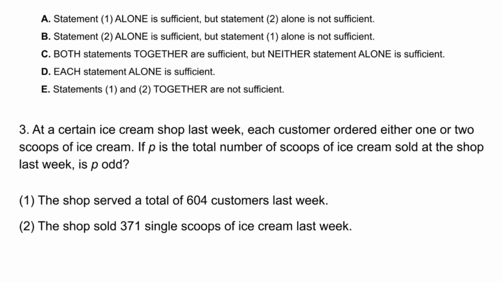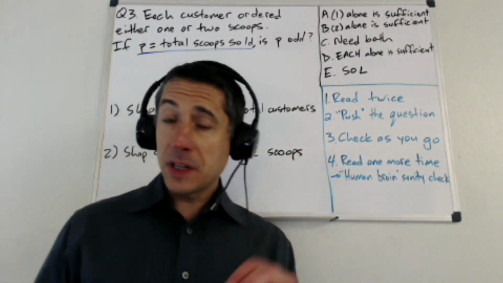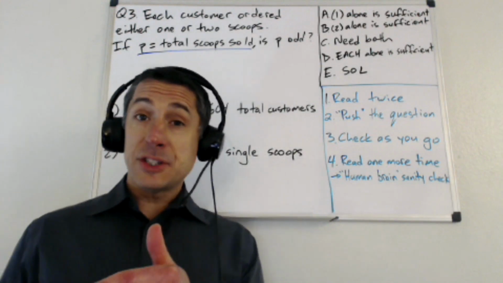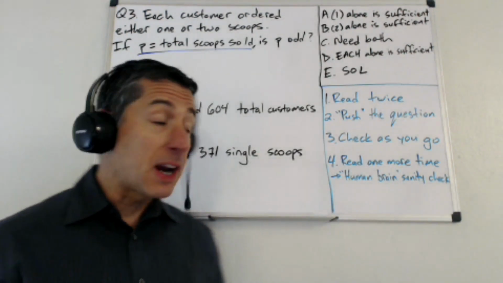All right, if you need more time, hit that pause button. Should be a fairly quick question, not necessarily an easy one, but a fairly quick one that's very, very typical of data sufficiency on the data insights section. Often more about logic than anything else. All right, let's jump in.